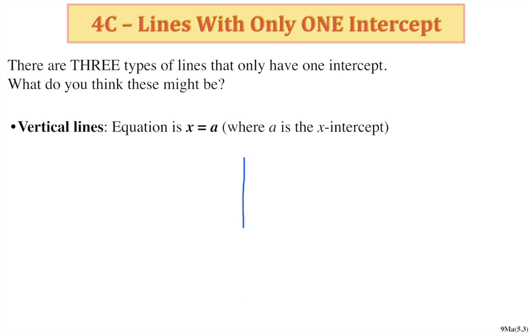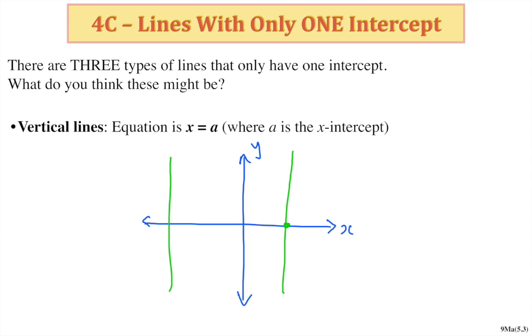If I actually draw a Cartesian plane, so an x-axis and a y-axis, and I was to draw a vertical line that only goes through the x-axis, never contacts the y-axis. Here's another vertical line. Here's another vertical line. Even if we put the vertical line on top of the y-axis, we say that it's got an x-intercept at 0. So vertical lines are in the form x equals wherever they pass through the x-axis.